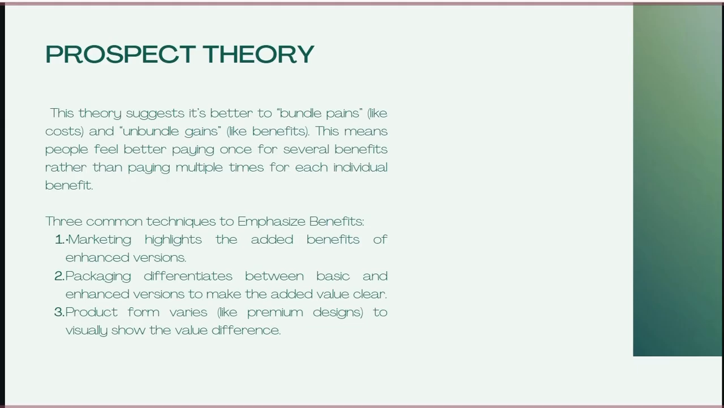And companies often use three techniques to make enhanced versions stand out. First is marketing emphasizes the extra benefits of enhanced versions. Second is packaging differs between versions to make the value difference clear. And the third one is the design or form may vary to visually show added value. So prospect theory suggests that versioning strategies help customers see more value in a higher level product and makes the price seem more appealing. So companies can potentially earn more from an enhanced version than from charging for each feature separately. Next slide, please.